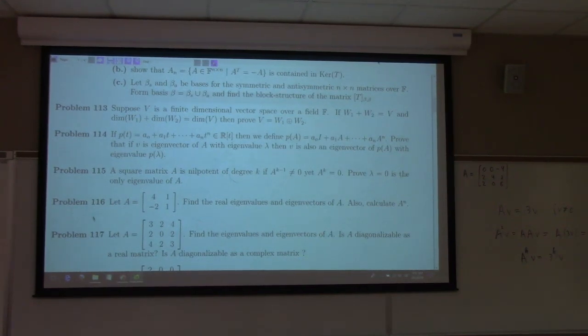Let's see here. I can see a contradiction solution for 115. Suppose you had an eigenvector with eigenvalue not equal to 0, right? By the discussion we're just having, what would A to the k acting on that vector v be? Lambda to the k v, where lambda to the k is non-zero, right?